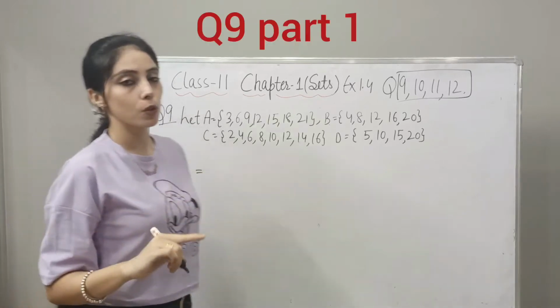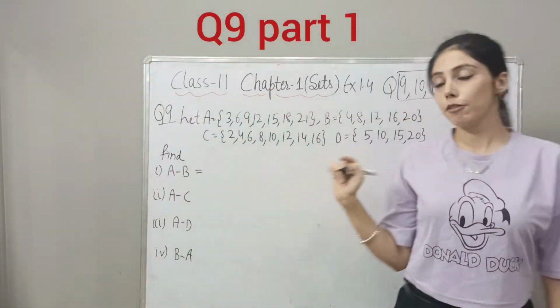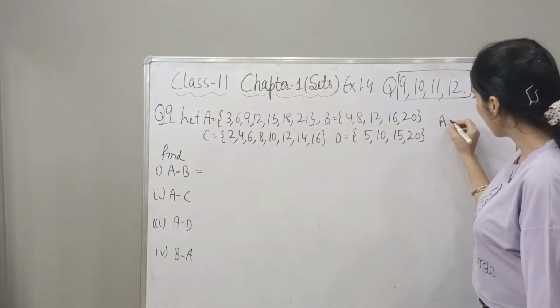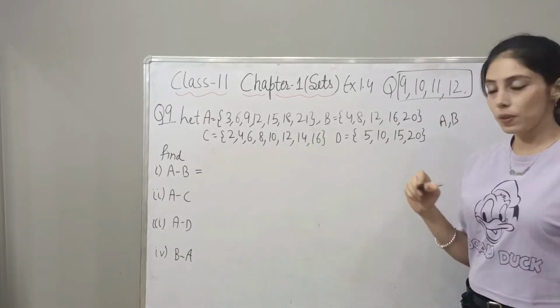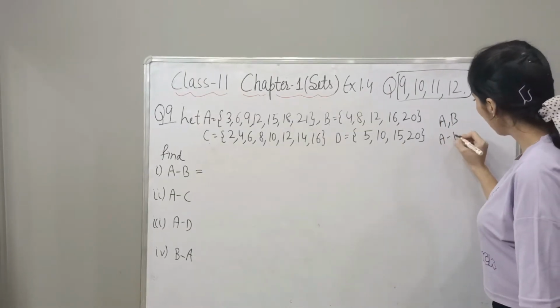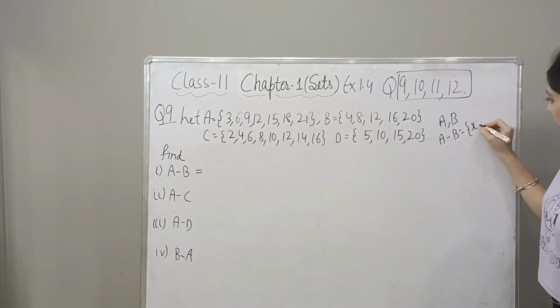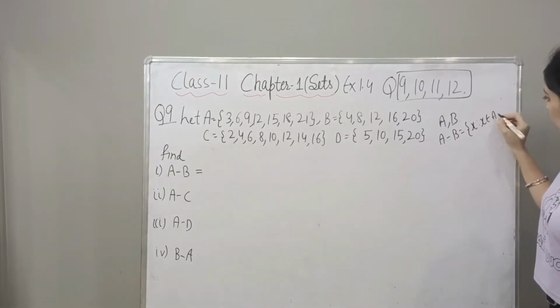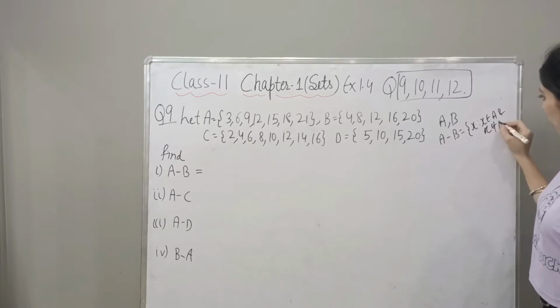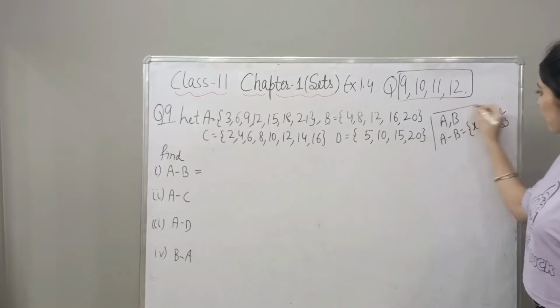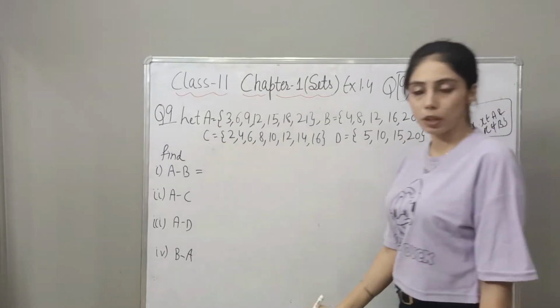In the previous video we discussed the definition of the difference of sets. If we have two sets A and B, then how can you find A difference B? This will contain those elements which are in A but not in B. By using this definition we will do all the questions.